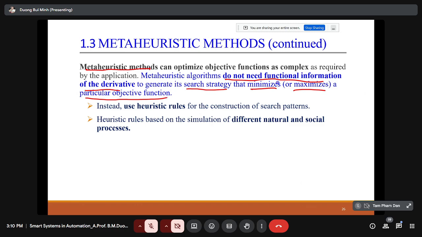So how can we avoid the information of the derivative? You can use heuristic rules. Every optimization method has different heuristic rules. Later on, maybe in some next lectures, we will mention heuristic rules. Heuristic rules are based on the simulation of different natural and social processes, so we have different methods that copy the behaviors of animals, social behaviors, and so on.